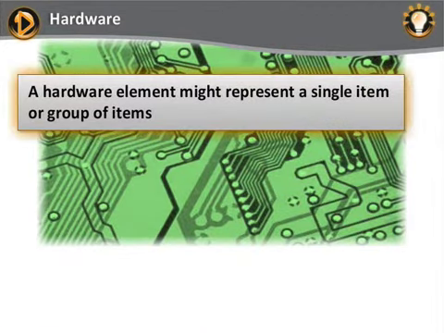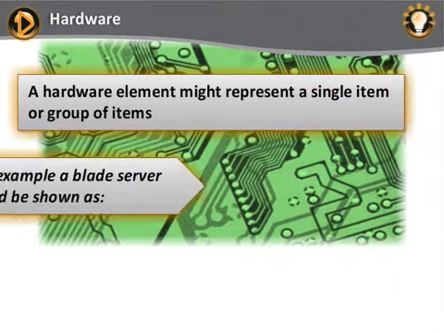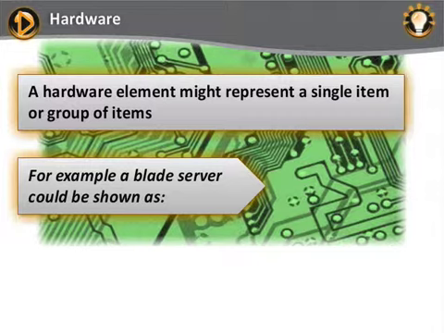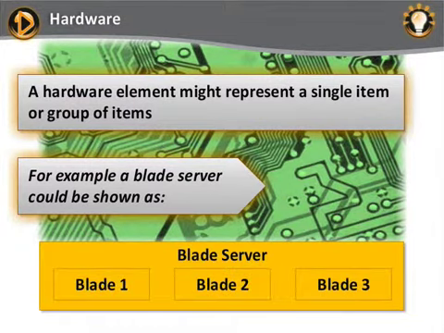A hardware element might represent a single item like a printer or a group of items like a blade server. The blade server has multiple blades, which can be shown as separate elements or grouped together. OBASHI provides a way of documenting this that shows each blade is separate and redundant, as you can see here.